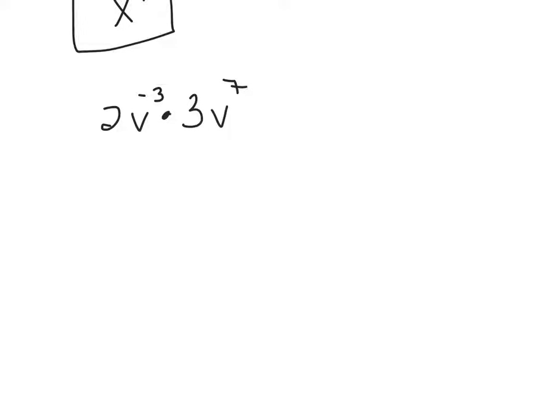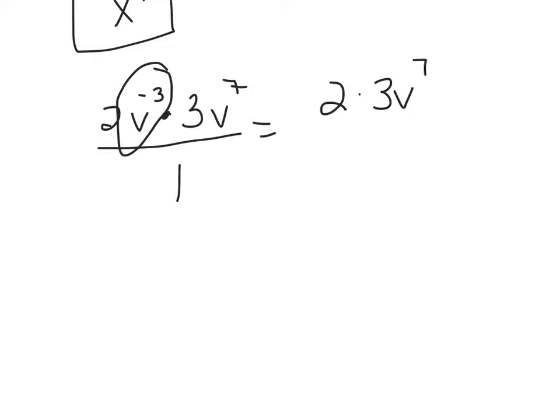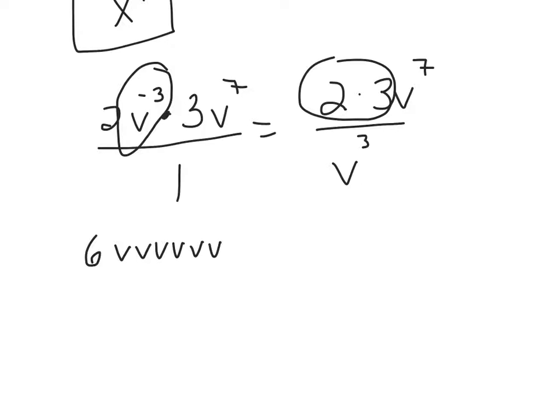As soon as I see something that has a negative exponent, I'm going to move it to the other part of the fraction. So my very first step is the 2 stays up here, the 3 stays up here, the v to the 7 stays up here, the other v goes downstairs and becomes a positive 3. Now I'm going to multiply the 2 times 3. That's going to give me 6. The v to the 7 I'm going to write out: 4, 5, 6, 7. On the bottom, I have 3.